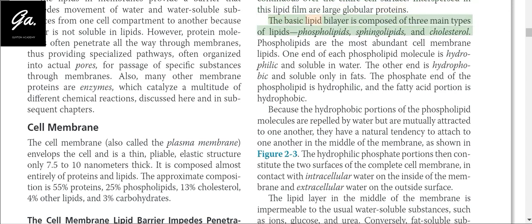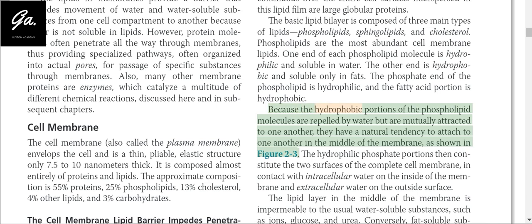The basic lipid bilayer is composed of three main types of lipids: phospholipids, sphingolipids, and cholesterol. Phospholipids are the most abundant cell membrane lipids. One end of each phospholipid molecule is hydrophilic and soluble in water. The other end is hydrophobic and soluble only in fats. The phosphate end of the phospholipid is hydrophilic, and the fatty acid portion is hydrophobic.